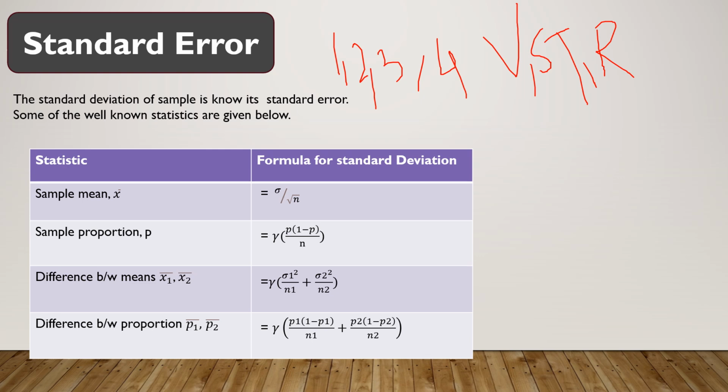So the variance formula becomes 1 by n summation xi minus x bar whole square. This is the variance formula. In order for the distance to be positive, the distance must be positive one. So we are squaring it.